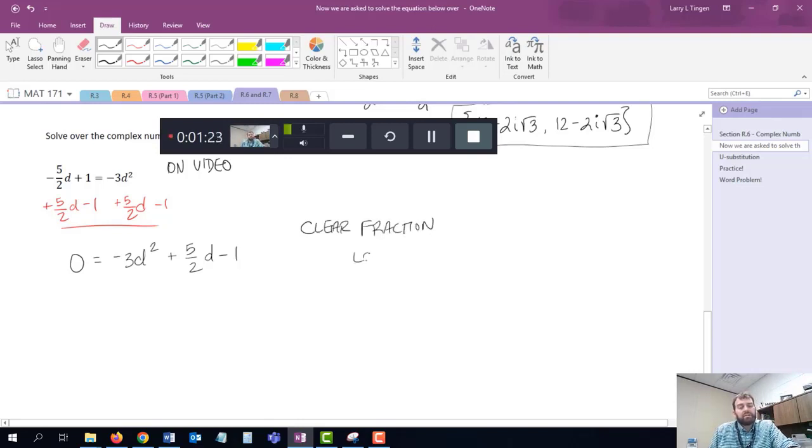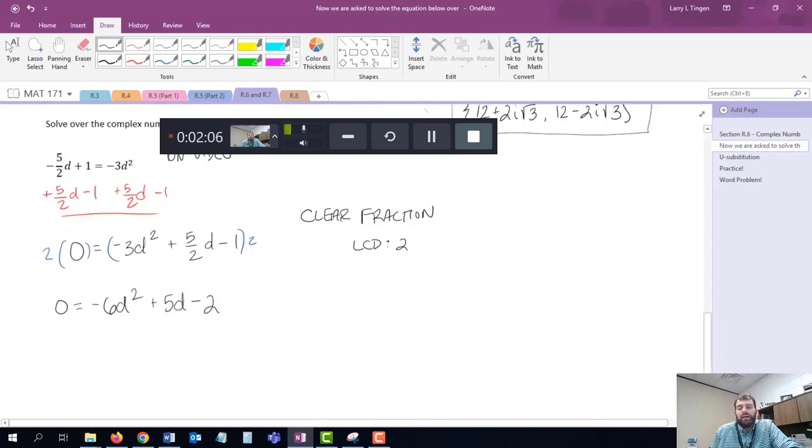All right, to clear the fractions, I need the LCD. LCD is what? Well, negative 3d squared has a denominator of 1. 5 halves d has a denominator of 2, and negative 1 has a denominator of 1. Least common denominator here is 2, which means I'm going to multiply both sides by 2, which is great. On the left-hand side, 2 times 0 is 0. 2 times negative 3 is negative 6. 5 halves times 2 is 5. And negative 1 times 2 is negative 2.